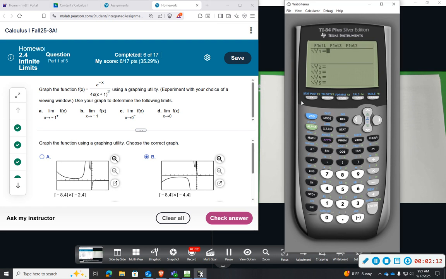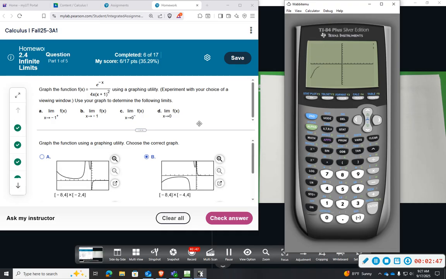Okay, so I'm going to go to y equals, I'm going to clear out what we have, and I'm going to do alpha y equals, enter, and make the fraction bar. We're going to do e raised to the -x, and then on the bottom, we're going to do 4x, and then x plus 1, and we are going to square that. Alright, so I'm going to hit graph.